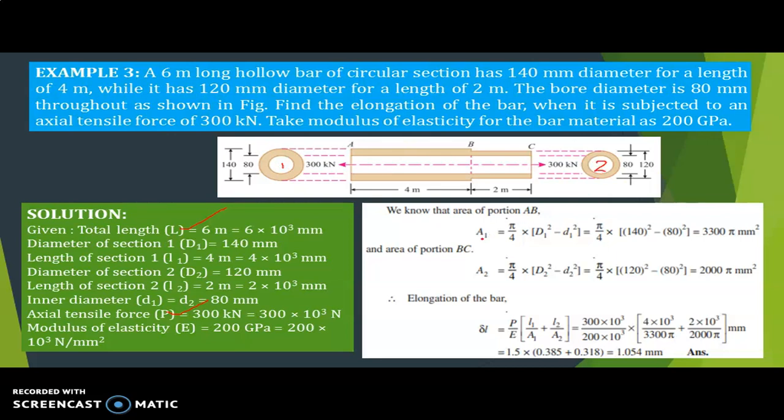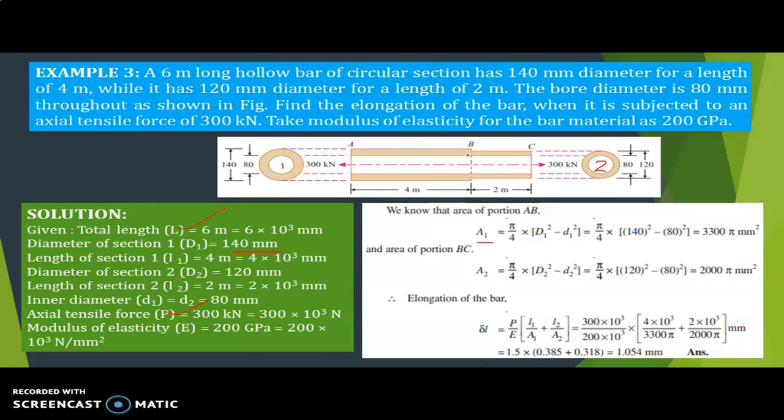Okay, so first find area A1, that is pi by 4 into D1 square minus small d1 square. So capital D is what? That is 140. Here for A1, the area of section 1, that is 140 square minus small d1, that is small d, 80. Okay, 80 square. So you will get the answer.